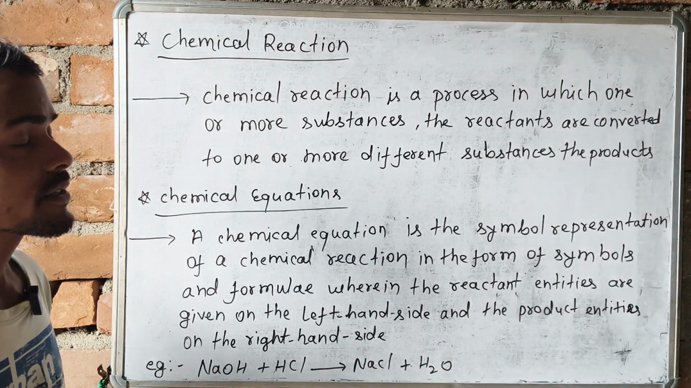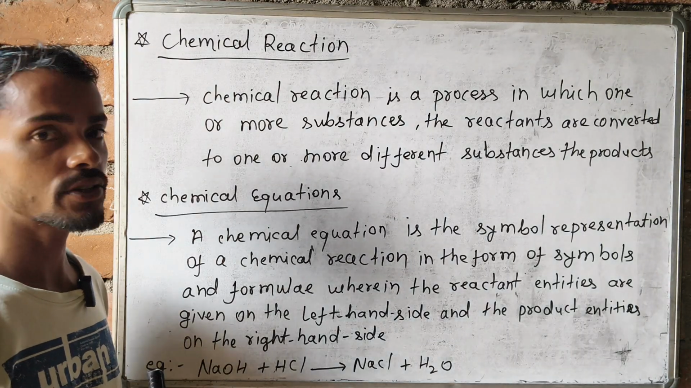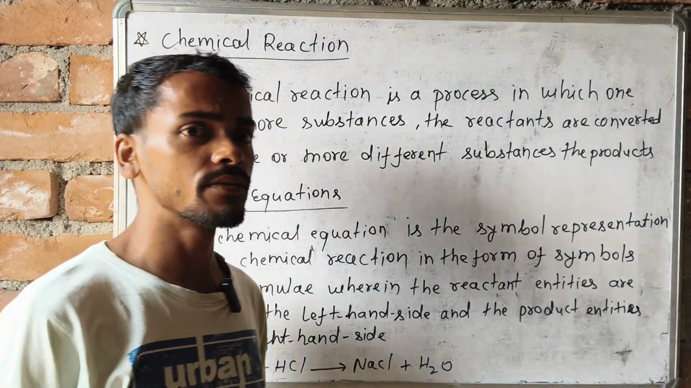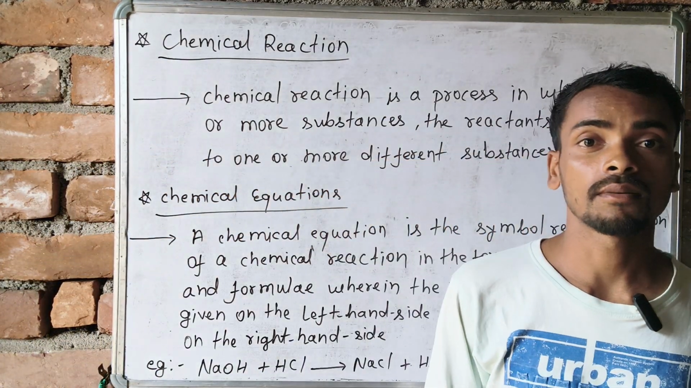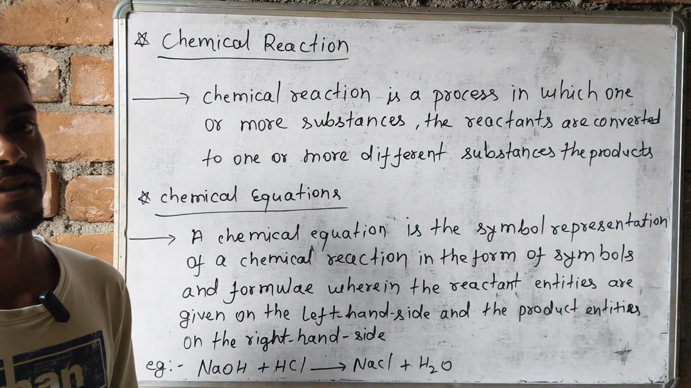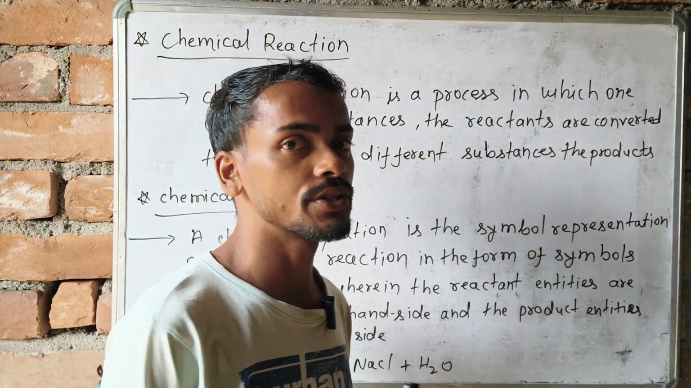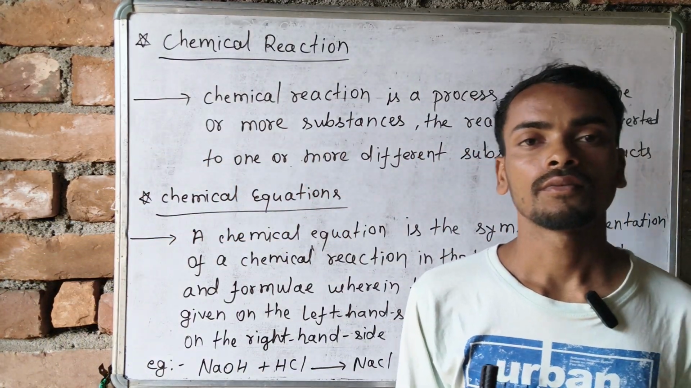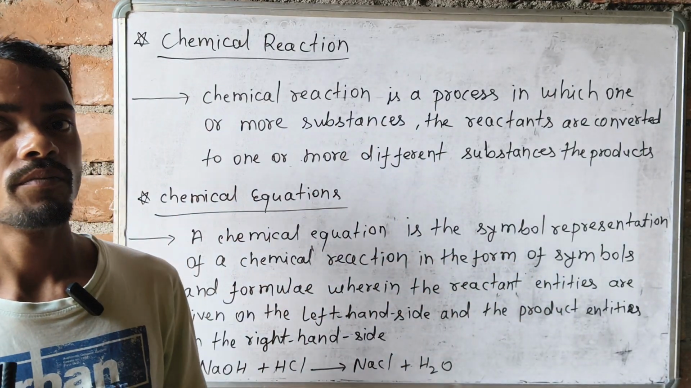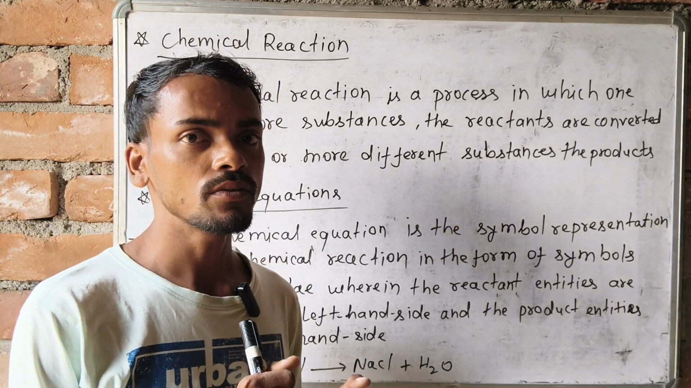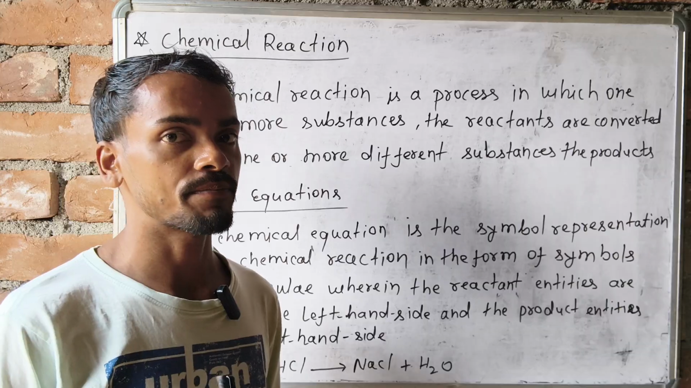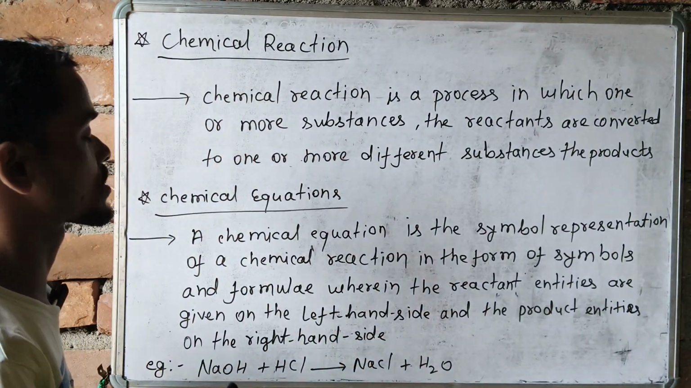I have told you that a chemical reaction is a process in which one or more reactants are converted into one or more products. That is the main purpose of a chemical reaction.